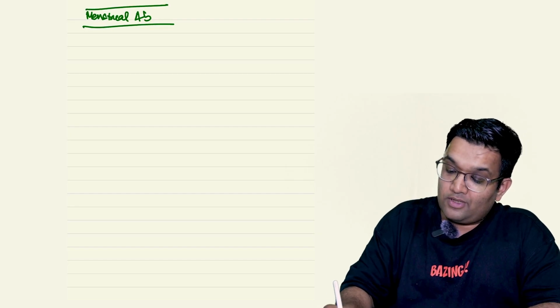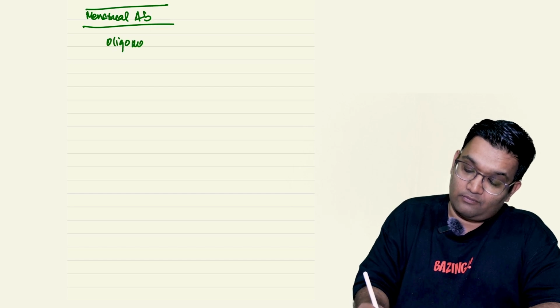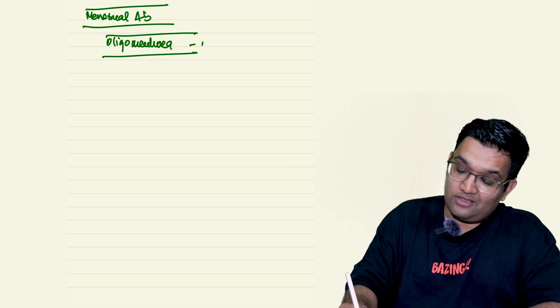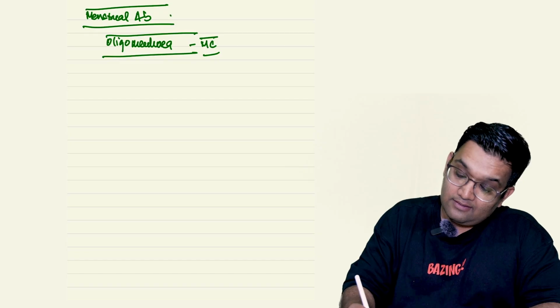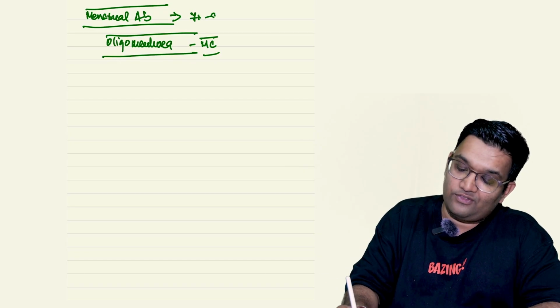Menstrual abnormality. So what is the most common menstrual abnormality? Oligomenorrhea. Oligomenorrhea is the most common menstrual abnormality. Menstrual abnormality as a whole can occur in 70 to 80% of the cases.